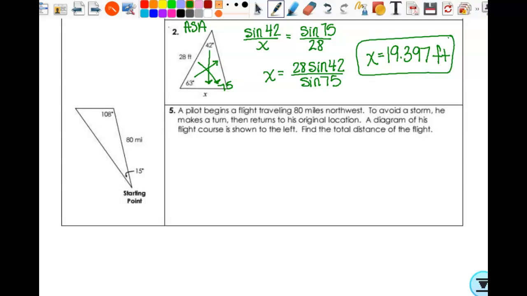What questions do we have? Anything? Easy enough. It's just a proportional relationship, so it's easy to remember too. Okay.